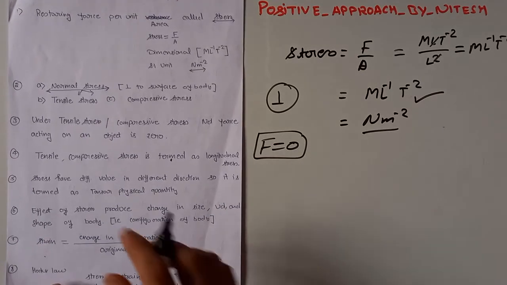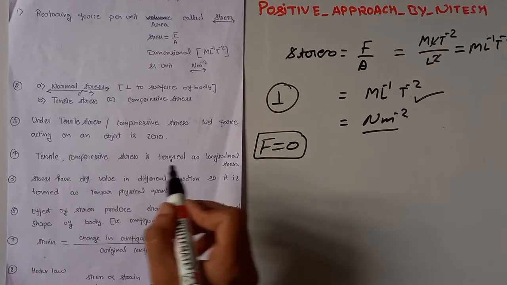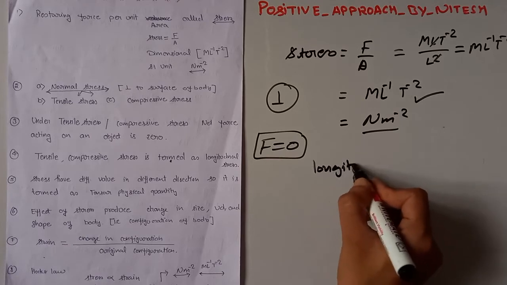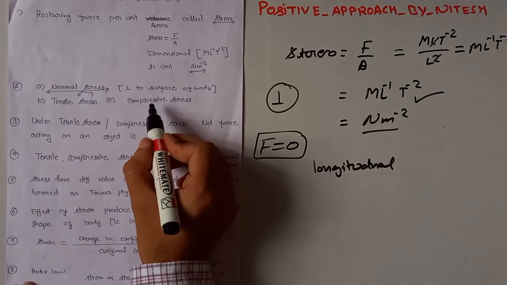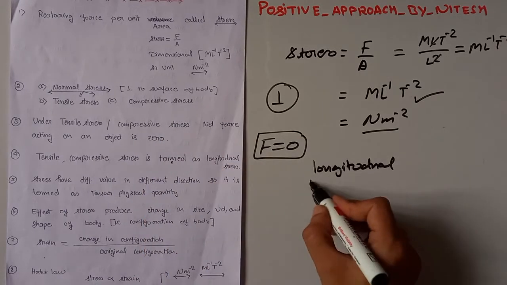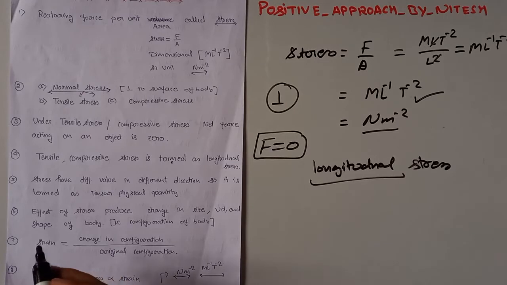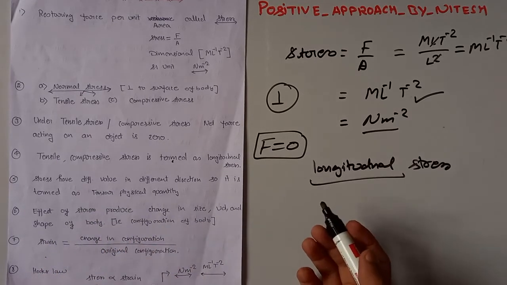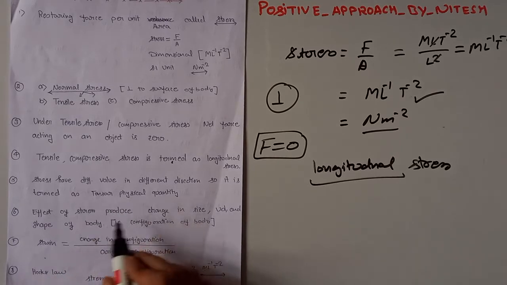Our next, fourth important key point is: tensile and compressive stress are termed as longitudinal stress. Our next important key point is: stress has different values in different directions, so it is termed a tensor physical quantity. What is a tensor physical quantity?